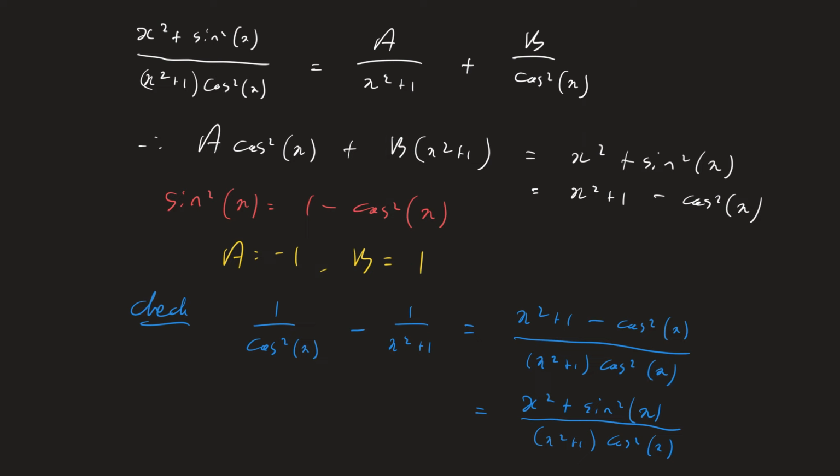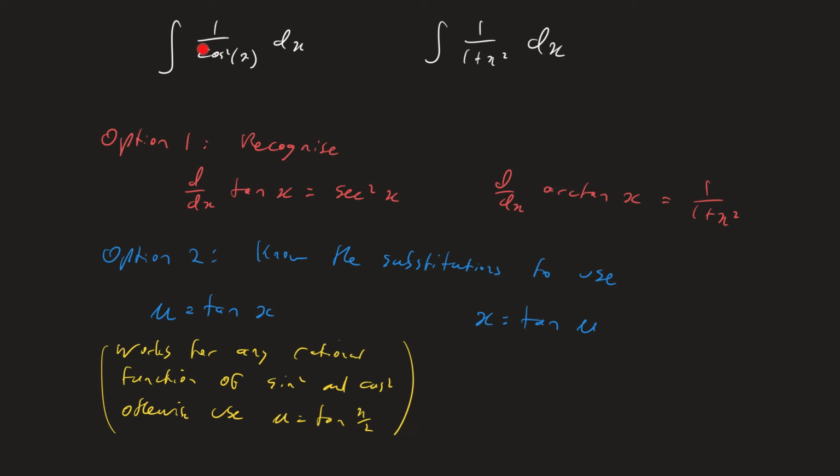We can check that indeed 1 on cos squared x minus 1 on x squared plus 1 is equal to our integrand here. This has achieved our aim of having one term involving only trigonometric functions and another term involving only a rational function of x. The problem thus reduces to evaluating these two integrals here.